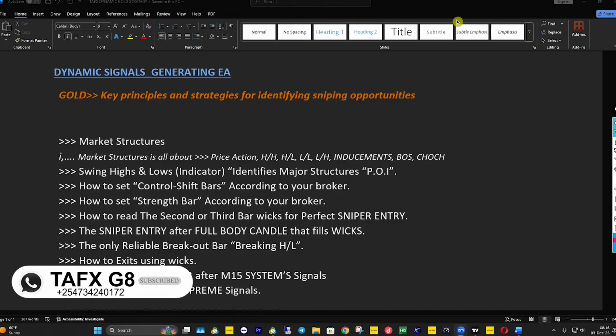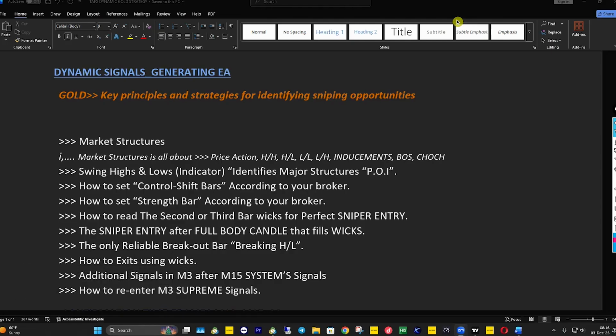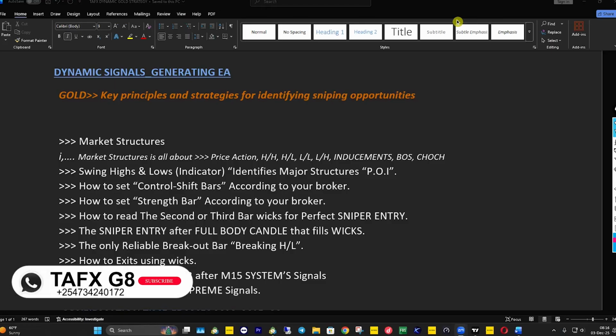So this is the part of the course that you are expecting to learn from our private video. There will be the gold king principles and strategy for identifying what we call sniping opportunities, or sniper entries. And after trading gold for long, we have mastered everything and programmed our system with very simple things that will help you a lot.